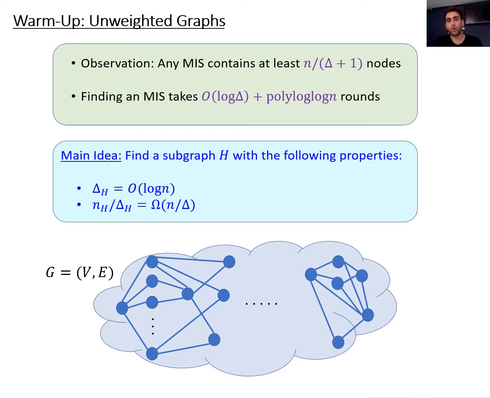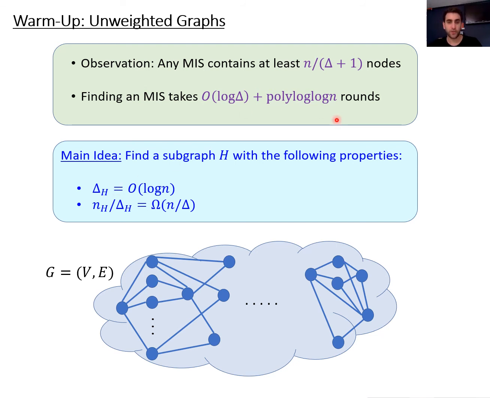And in order for this idea to work, we need to find the subgraph H with the following properties. First, the maximum degree in H is O of log n. And second, the ratio between the number of nodes in H to the maximum degree in H is at least as in G, or at least not very far from it. So if we find a subgraph H with these properties, then finding a maximal independent set in H returns an independent set of n_H over delta_H plus 1, which is omega of n over delta, which is an O of delta approximation for maximum independent set in the original input graph G. And because delta_H is small, finding a maximal independent set in H takes only poly log n rounds.